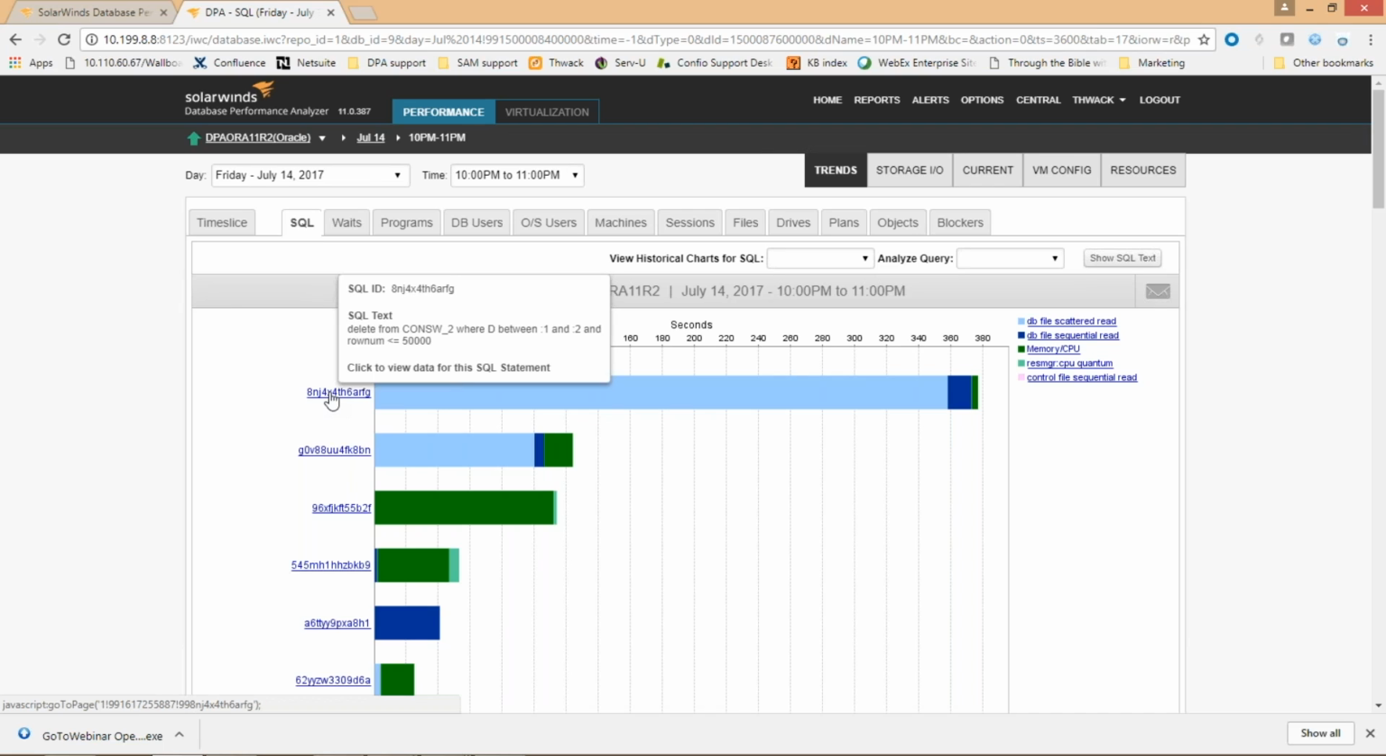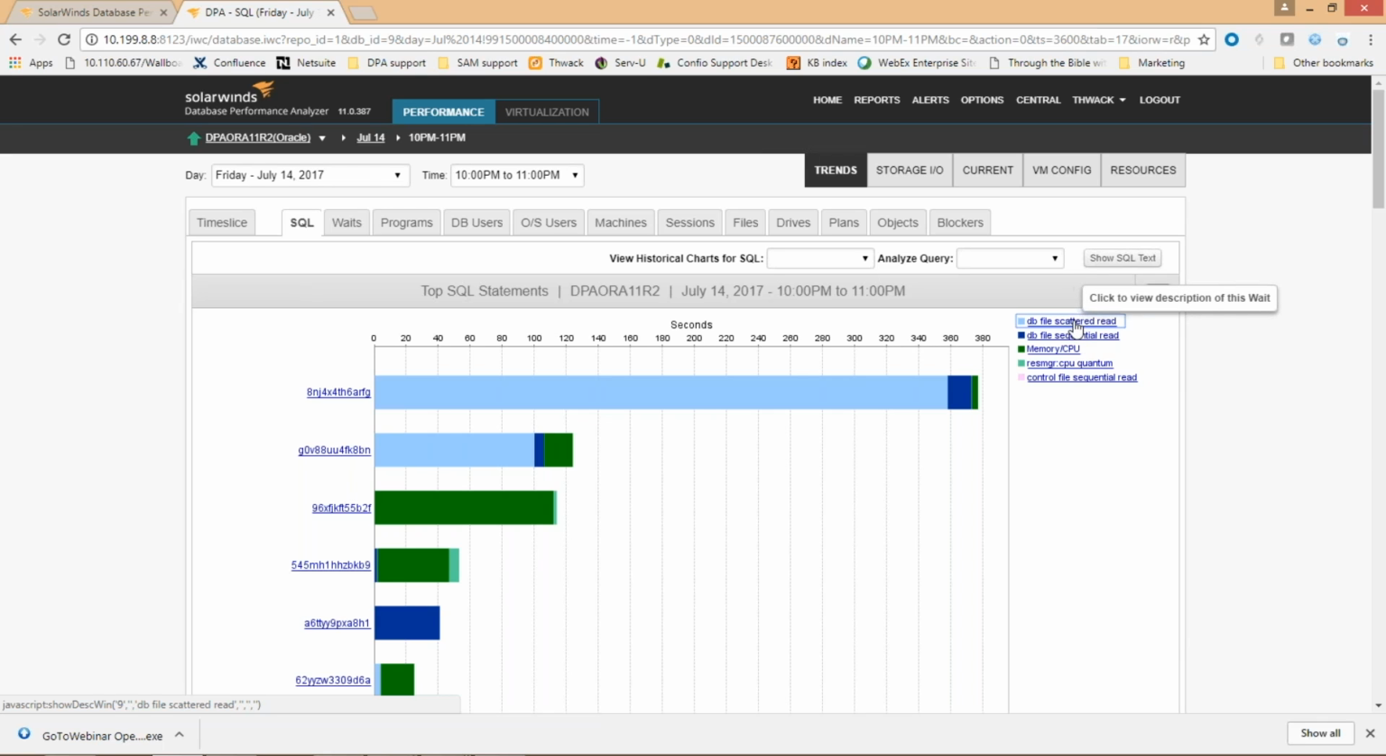So number one, I can tell you the top SQL that was running at this time. I can tell you what the overall impact was in the amount of seconds to my end users for running this query. So this is about, a little over 6 minutes. And I can tell you what the activity was that this query was doing. So that's really the key part, right? So I can see that it was doing DB file scattered reads.